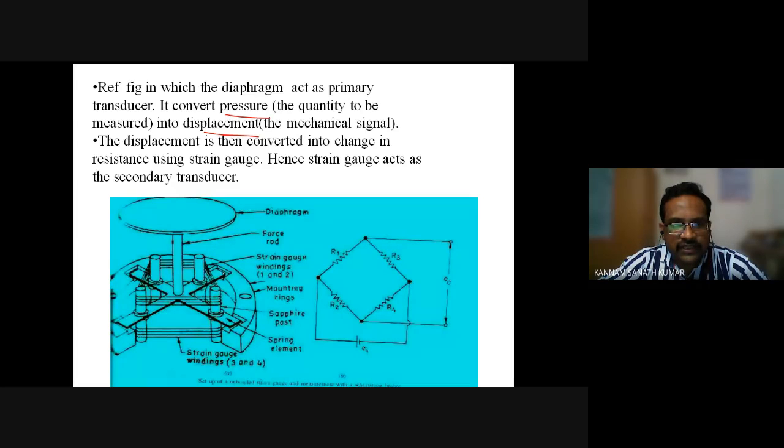Again, it is given to the strain gauge. Depending on the stress or the compression, the strain gauge will convert that displacement into voltage. So here the diaphragm is acting as a primary transducer, which converts pressure to displacement, and the strain gauge is acting as a secondary transducer, which converts displacement into voltage. This is one form of the primary and secondary transducers.